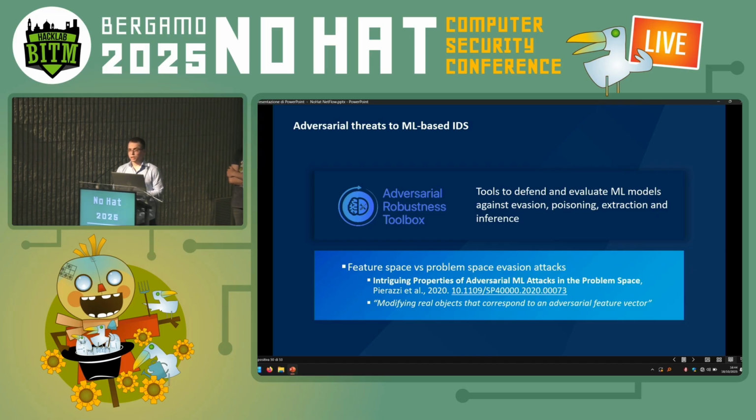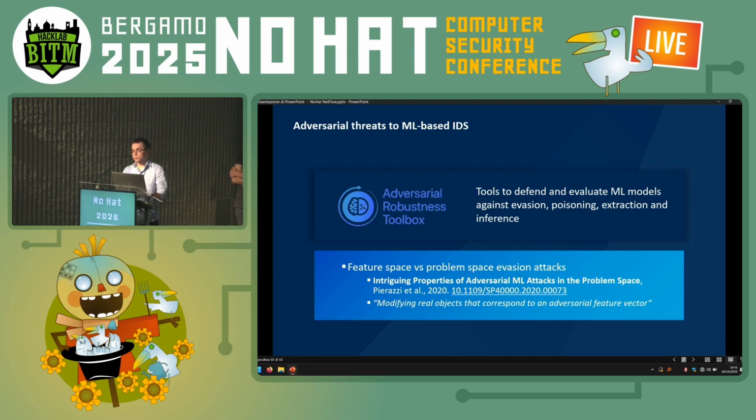As a final note, it's important to mention the challenge of adversarial threats to machine learning-based intrusion detection systems. There already exist open source tools for this that can help us in defending and evaluating machine learning models against such threats, for example, threats like evasion, poisoning, extraction, and inference. Here I show ART as an example, which stands for the Adversarial Robustness Toolbox.